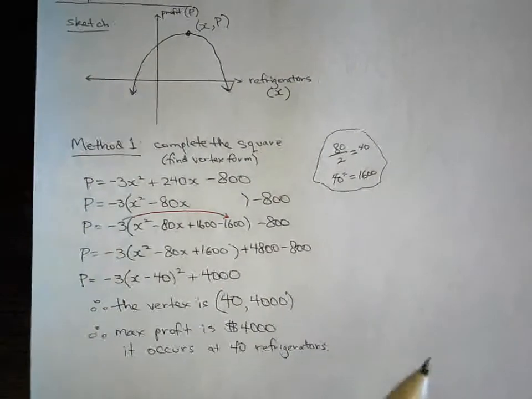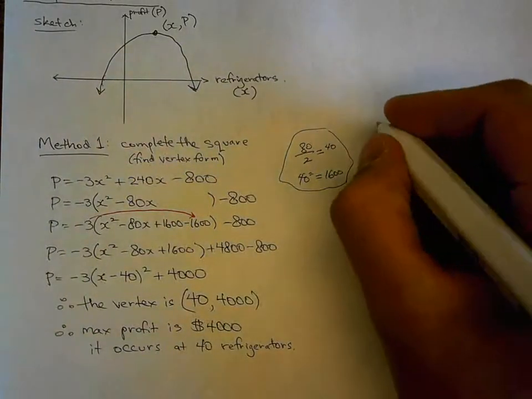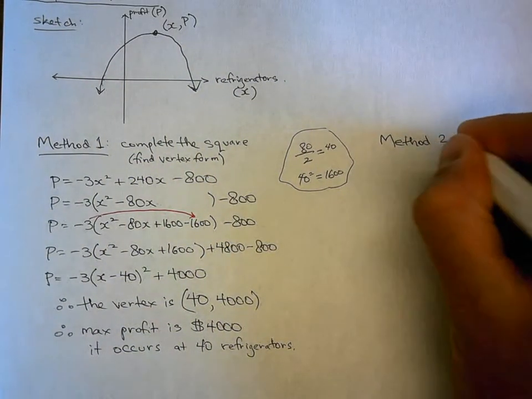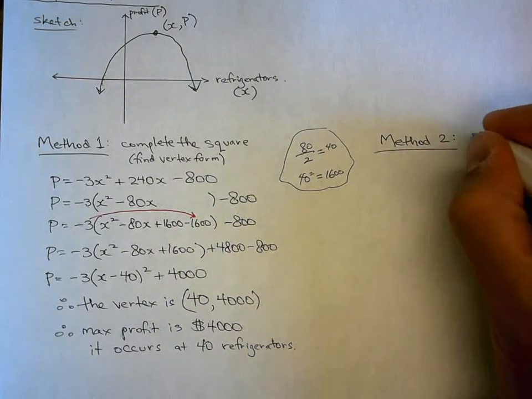Neat. Annoying though. We don't like completing the square. It's a lot of work, but it is in the IB syllabus, and you could be asked to do it. Let me show you another way that you could do this. Method 2: find the axis of symmetry.